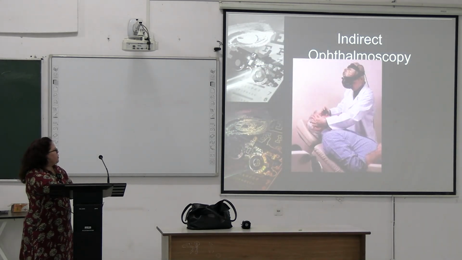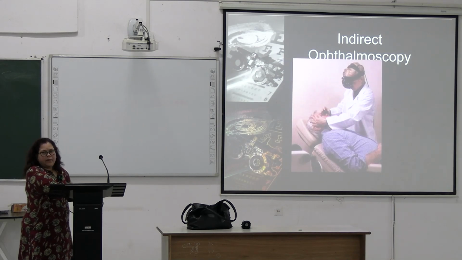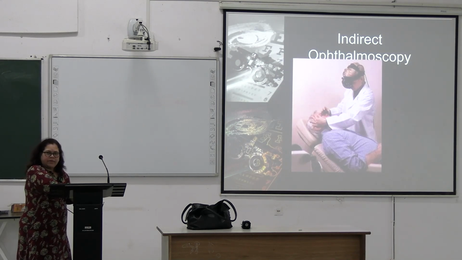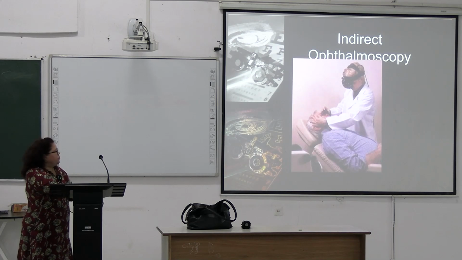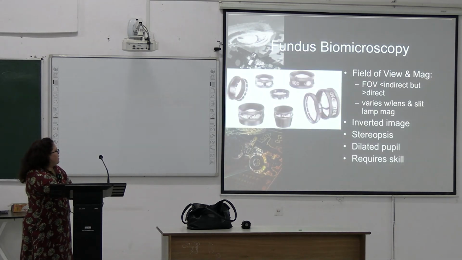And this is the procedure. Indirect ophthalmoscopy can be done in sitting position as well as in lying down position. And these are the lenses. This is 60 diopter lens, this one is the 20 diopter, and this is 90 diopter. So field of view and magnification vary according to the lens used.